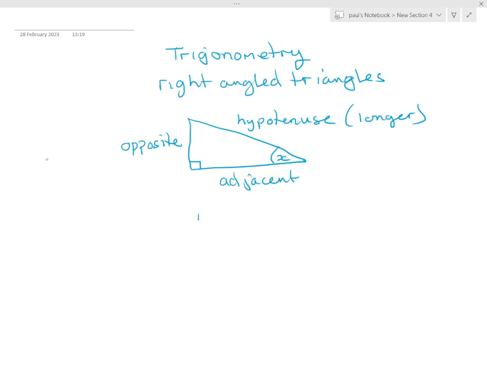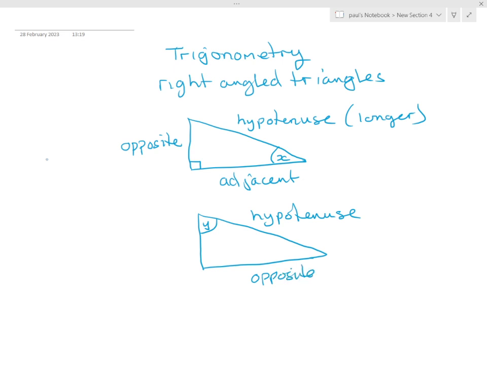Now, if the angle that we're worried about is up the other end, angle Y, then this again is the hypotenuse, the longest side, and this one down here is the opposite. And this one here is the adjacent. So the hypotenuse always stays in the same place, but the adjacent and the opposite sides can swap around depending on where you are, which angle you're looking at. Right, so we've got that.